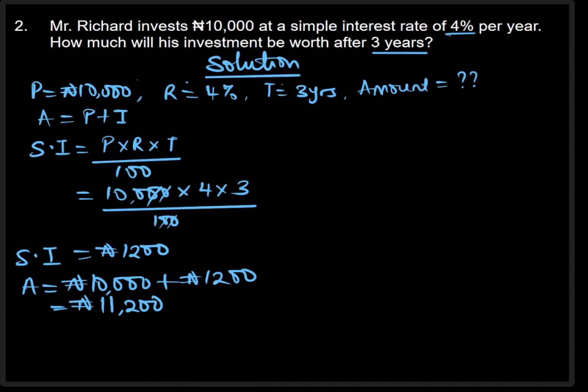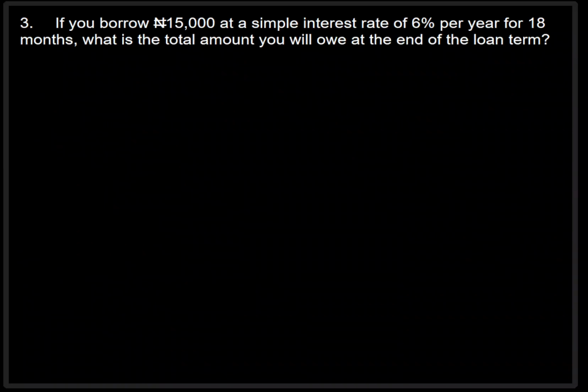All right, so let's move to number 3. If you borrow 15,000 naira at a simple interest of 6% per year for 18 months, 18 months, take note. All right, so what is the total amount you will owe? The total amount you will owe at the end of the loan term.